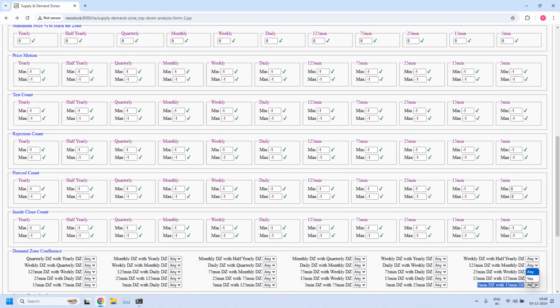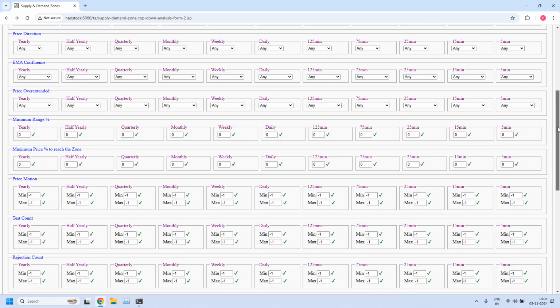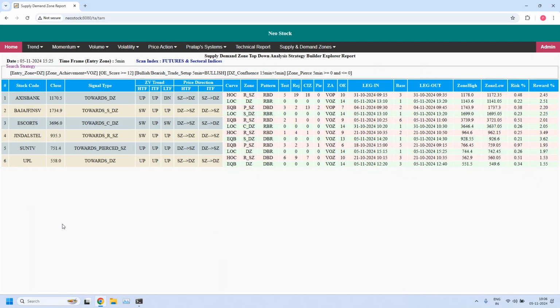I am enabling the filter. And with this filter, out of the 7 stocks, we got 6 stocks. In all these 6 stocks, 5 minutes demand zones are part of the 15 minutes demand zone. And the 15 minutes ITF trend is up.